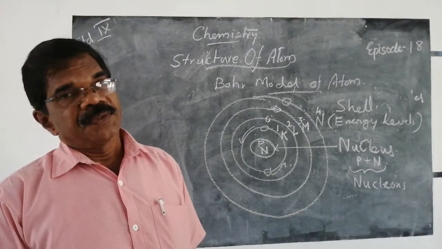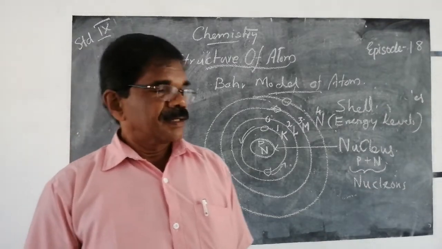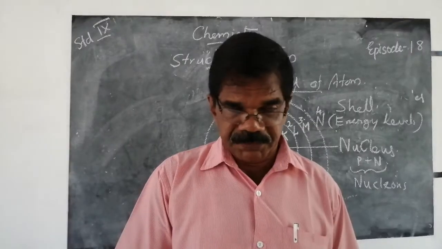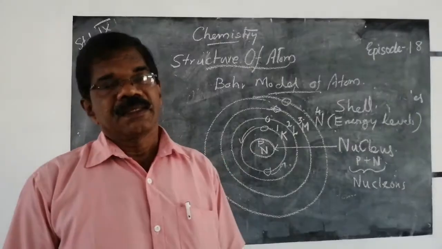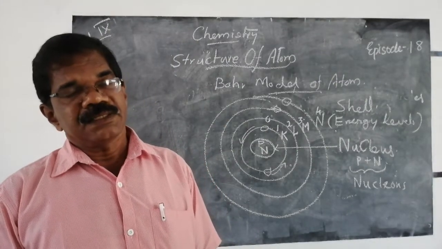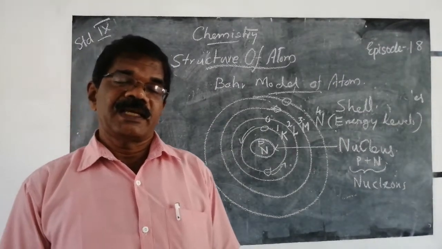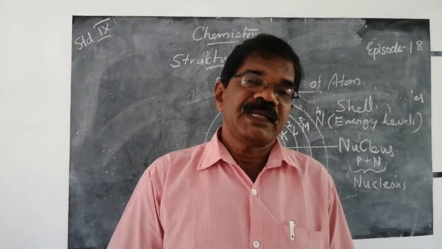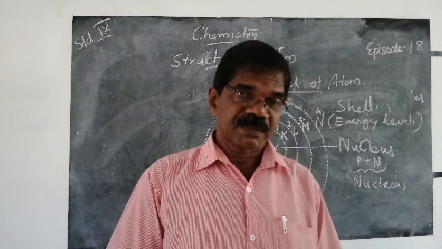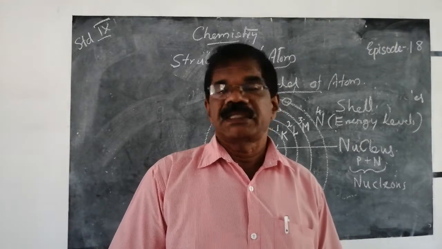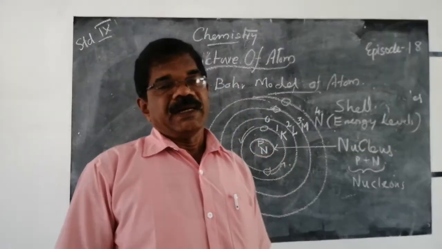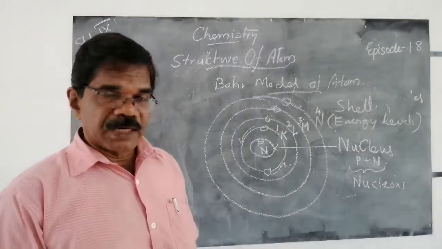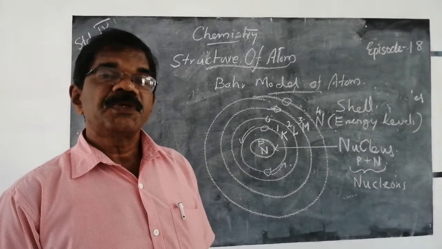Then came the scientist who successfully prepared the model of an atom. Several attempts were made by several scientists, but they failed. The model that satisfactorily explained the properties of the atom was made by the scientist named Niels Bohr. Niels Bohr's model is what we use nowadays. What is the name of Niels Bohr's model? It is also known as the Bohr model of atom.